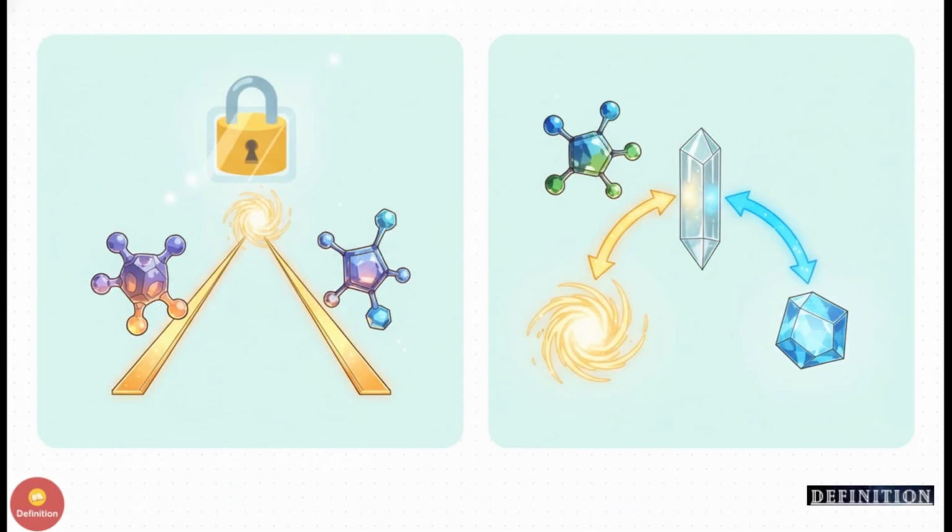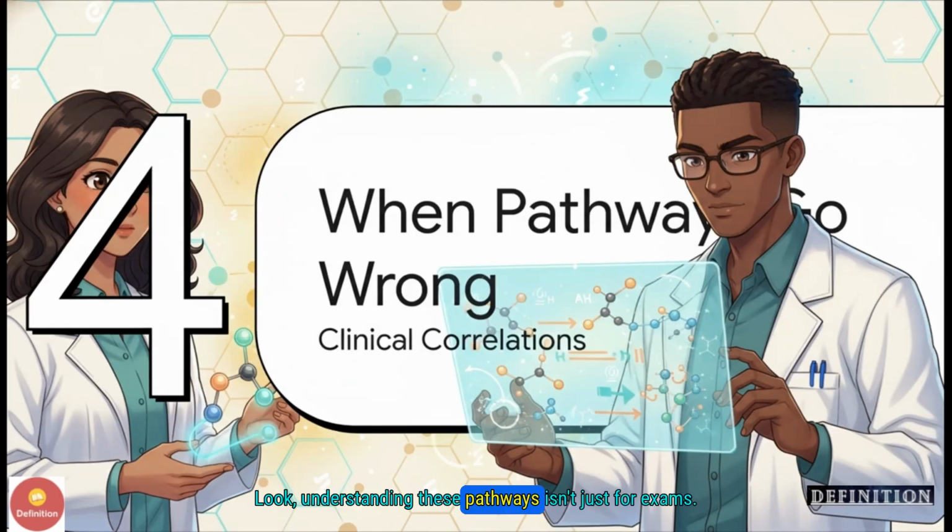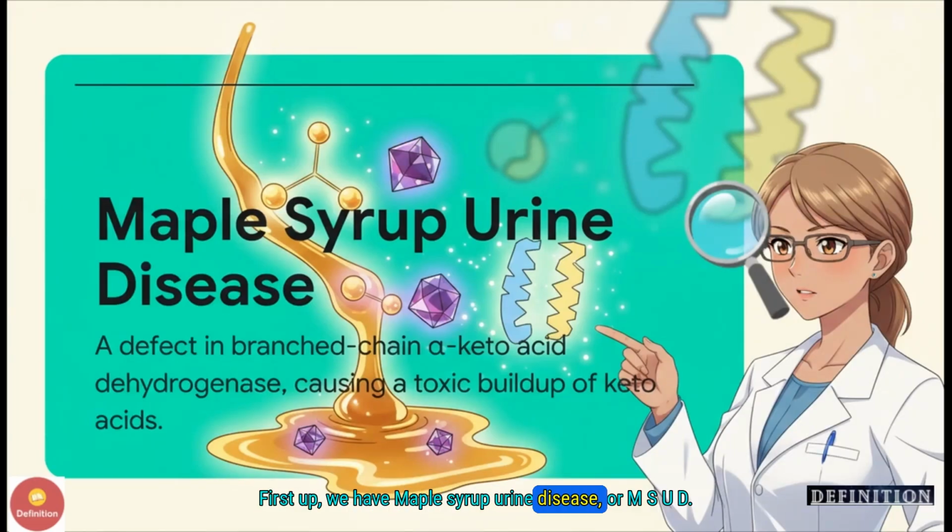Look, understanding these pathways isn't just for exams. It's so crucial because when they go wrong, the consequences can be incredibly severe. Let's take a look at a few key clinical correlations. First up, we have maple syrup urine disease, or MSUD. In this condition, a single enzyme complex, the branched-chain alpha-keto acid dehydrogenase, is defective.